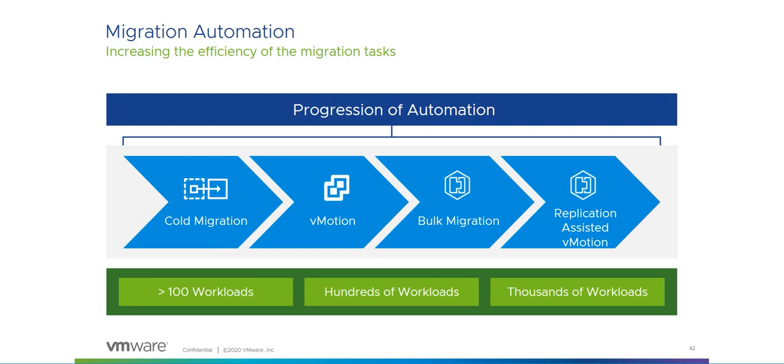Or do you have a tremendous amount of data that you need to replicate over an extended period of time, and you need to essentially use replication assisted vMotion to synchronize that data over a long period of time, and then eventually cut over the deltas when it's time to do a migration. So those are part and parcel to the amount of workloads.